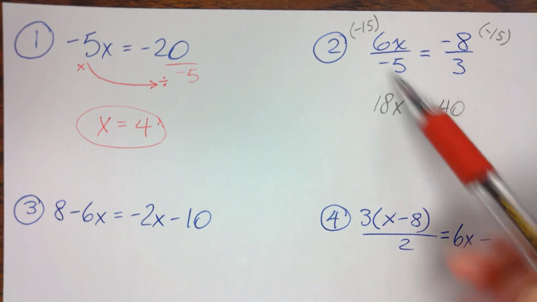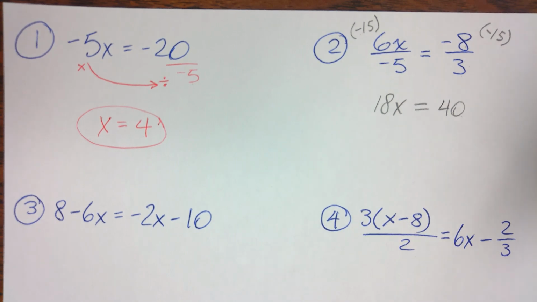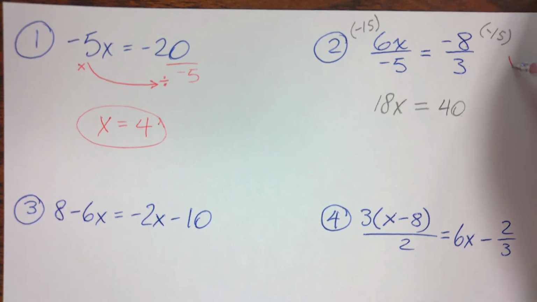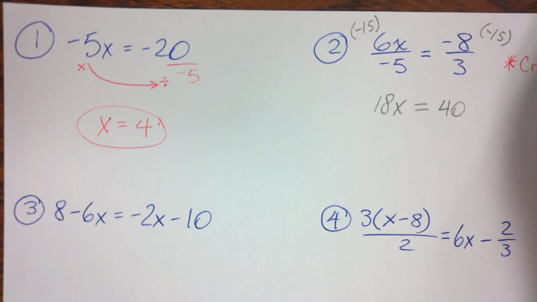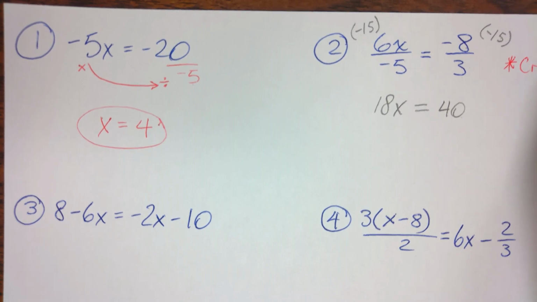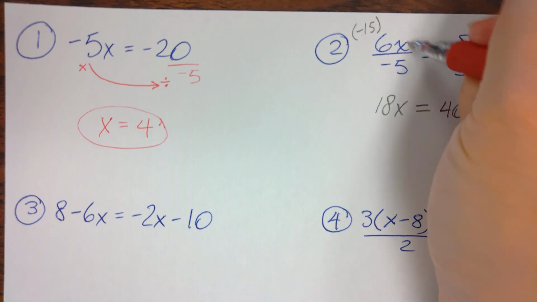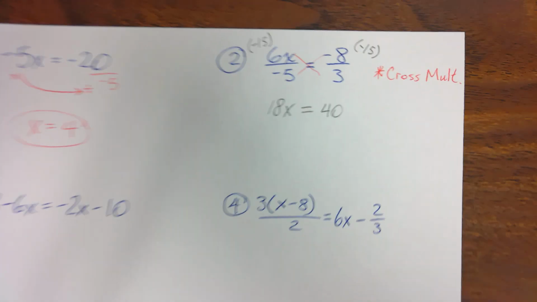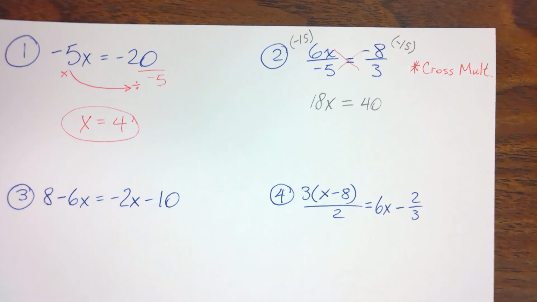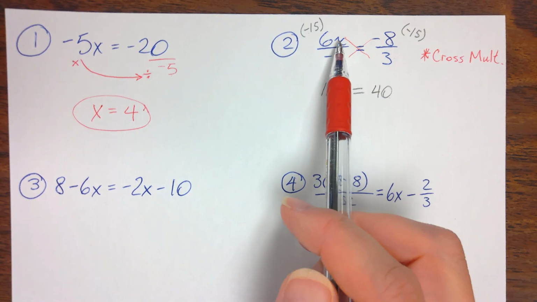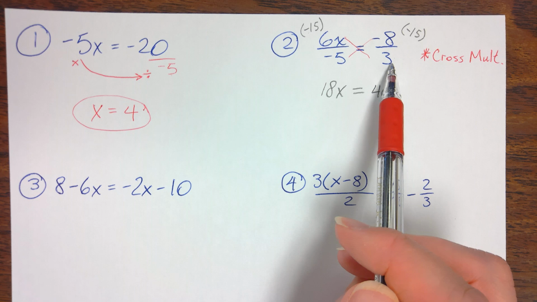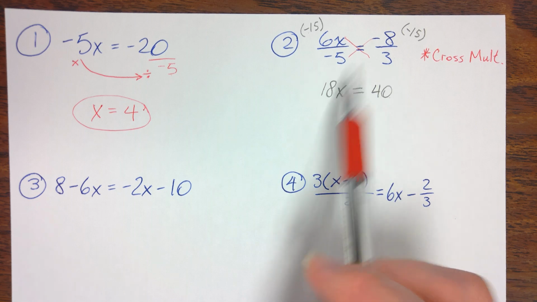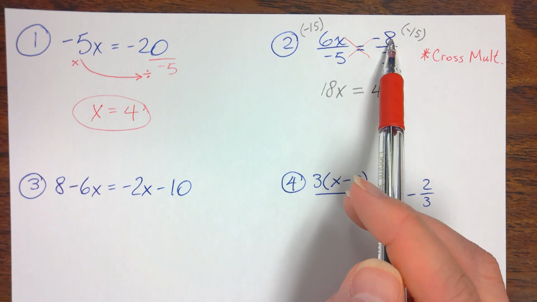How many terms are here? 2. Whenever you just have one term equals another term, so like a fraction equals another fraction, you can do the trick of just doing cross multiplying. Okay. Cross multiply means multiply across like this. Yes. Okay. Let's see what you get when you cross multiply. What is 6x times 3? 18x. What is negative 5 times negative 8? 40.